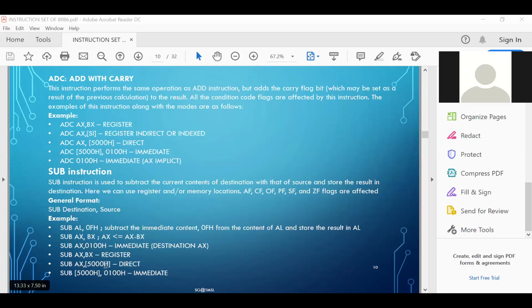SUB AX, memory location also, where the memory location content must be subtracted from the AX register and the result must be stored inside the destination part, or the AX register. Okay, in the same way, so this is the SUB instruction.